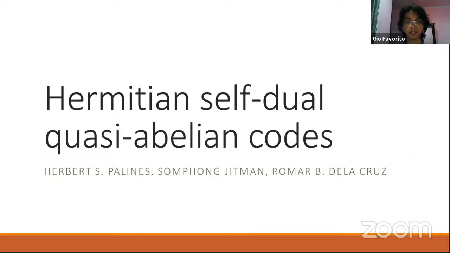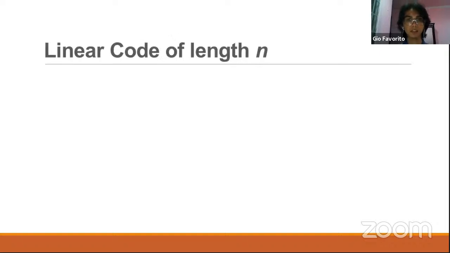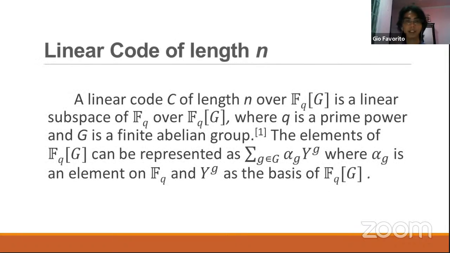Let's first discuss what a code is, particularly linear codes. Linear codes of length n. A linear code C of length n over a Galois field of order Q in group G is a linear subspace of the Galois field of order Q in G, where Q is a prime power and G is a finite abelian group.